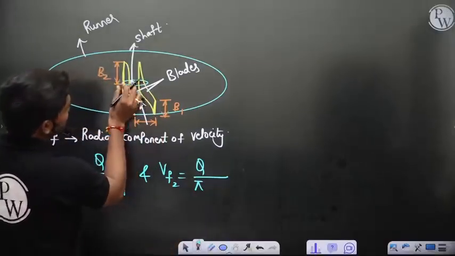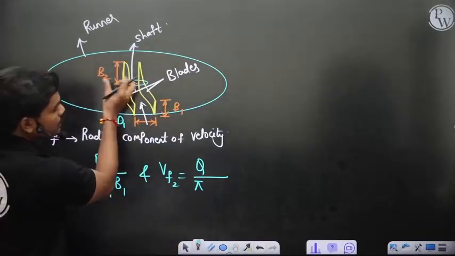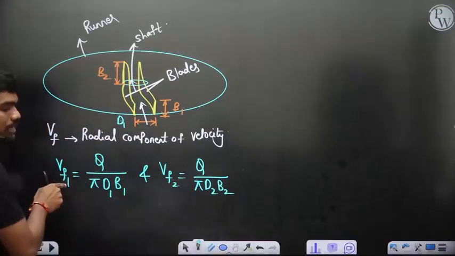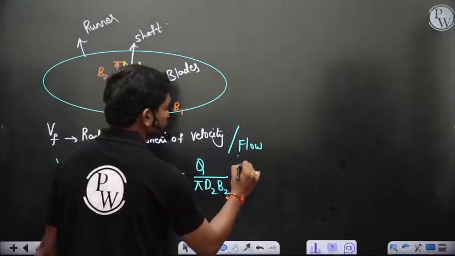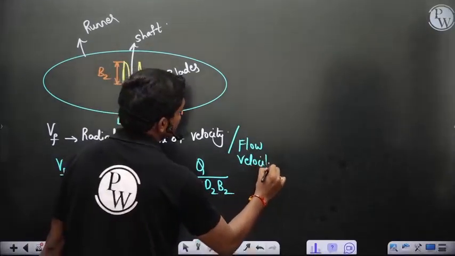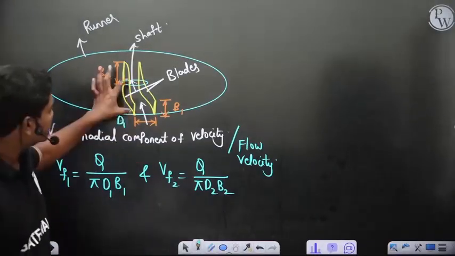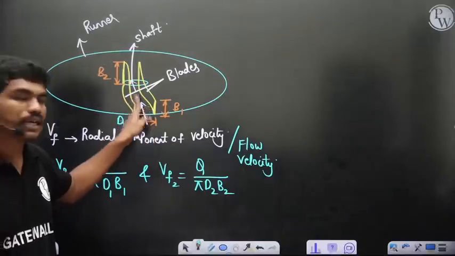At the inlet the diameter is large, and at the exit the diameter is small actually. So pi D2 B2. This is the radial velocity, or sometimes it's also called flow velocity, because that's the flow that's happening in this radial machine. So flow velocity or the radial component of velocity. Like this, you have blades at all the 360 degrees. I have taken two blades to make you understand the flow here.